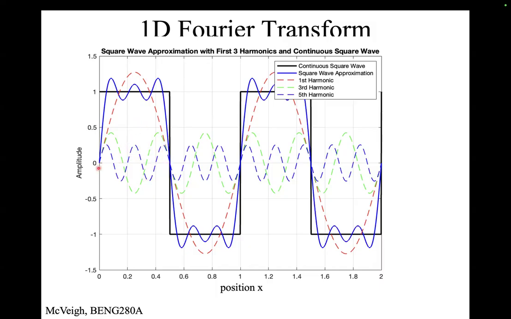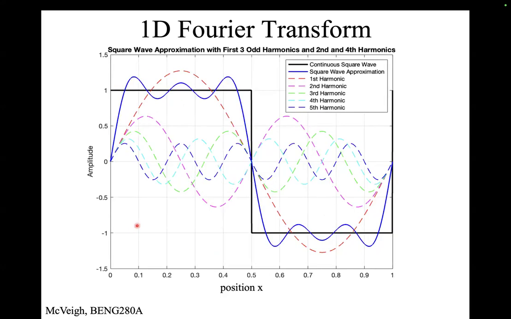If I add those up, I get the blue curve, which is getting closer to being this square wave function, right? And as I add more and more higher frequencies and their amplitudes drop, I will get closer and closer to representing that square wave adequately. So let's look at what happens when you take the Fourier transform of basically the square wave function.